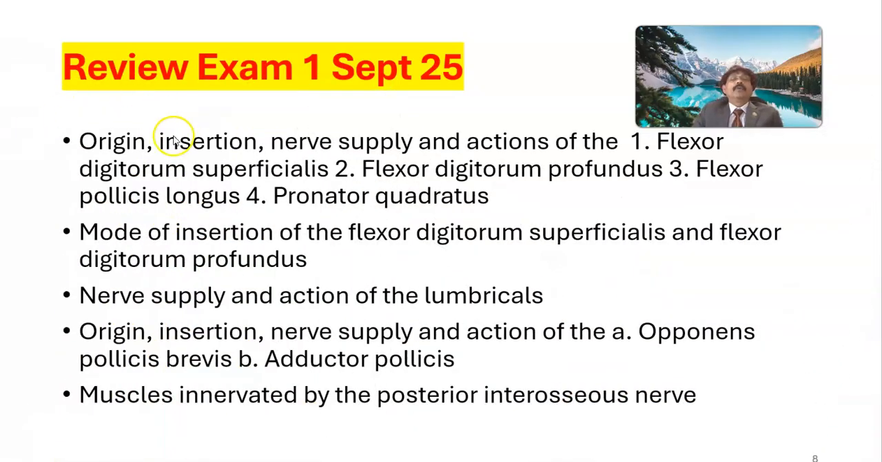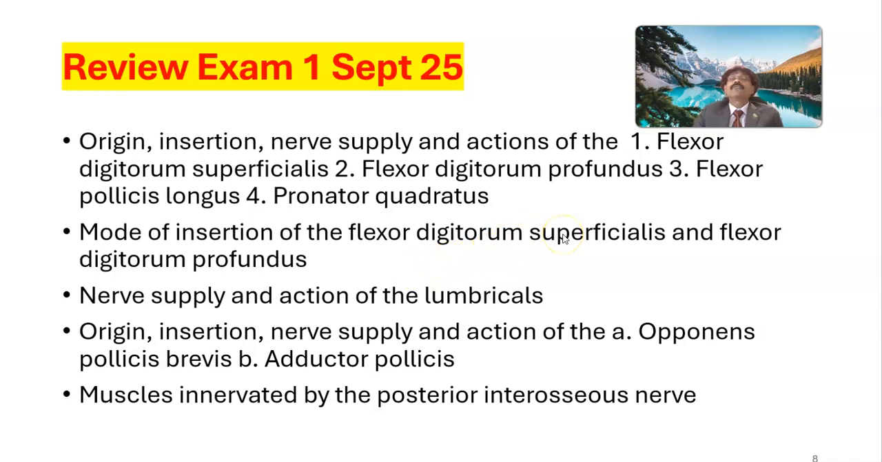Okay, we have to know the origin, insertion, nerve supply, and action of the flexor digitorum superficialis, flexor digitorum profundus, flexor pollicis longus, and pronator quadratus. Pronator quadratus is present on the flexor aspect of the lower part of the forearm between the radius and ulna. Now the mode of insertion of flexor digitorum superficialis and flexor digitorum profundus.